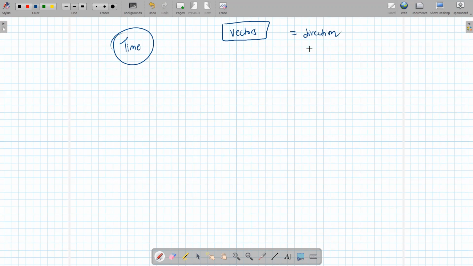For example, a compass, right? That has a direction. But it's not just relative to that. Think about something like mass or weight. That apple sitting there is like 300 grams. Does this thing have a direction? The apple that's sitting there, does it have a direction? No, it does not, right?